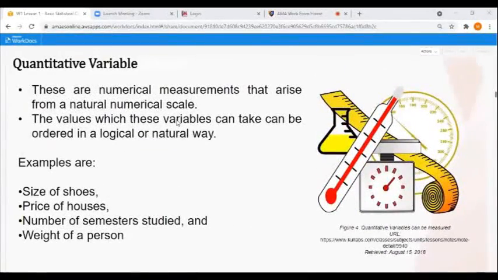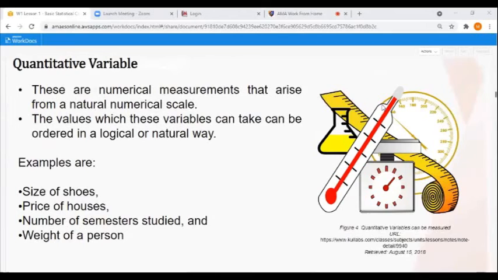For quantitative variables, these are numerical measurements that arise from a natural numerical scale that is already innate in a given measuring device. As you can see here, the instruments we have for measuring: the thermometer for temperature, the tape measure for height, the weighing scale for our weight, the sphygmomanometer for blood pressure, and a flask for determining the volume of liquid, all of which have this numerical scale. You would see lines, and there is a corresponding value opposite each line. Wherever the pointer points, that is the corresponding value it is referring to. So the values of these variables can be ordered in a logical or natural way.